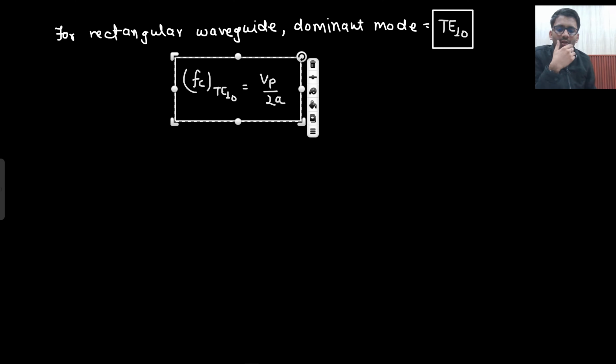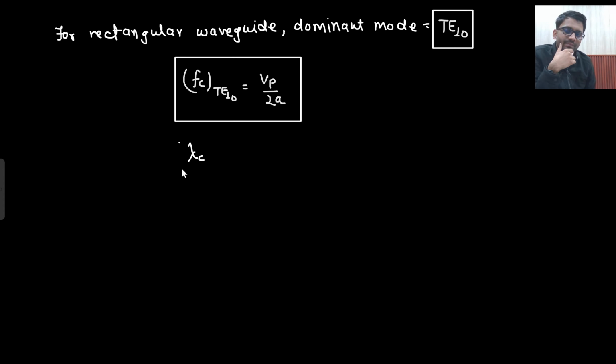And what is the cutoff frequency for TE10? You do not need to think about it. That's our Vp by 2, then I will put m and n value. Simply you need to remember Vp by 2a. So this is your cutoff frequency for TE10 mode.